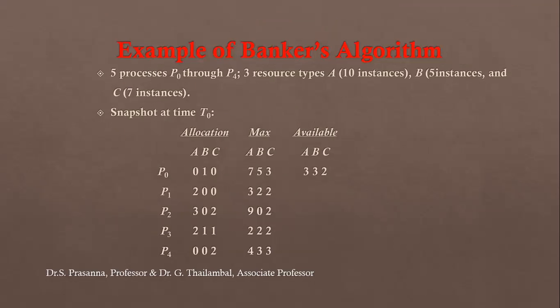Example of Banker's algorithm. There are 5 processes, P0 to P4, and 3 resource types, A, B, C. A has 10 instances, B has 5 instances, and C has 7 instances. When you take process P0, allocation is 0, 1, 0, but the maximum needed by ABC is 7, 5, 3. What is available now?